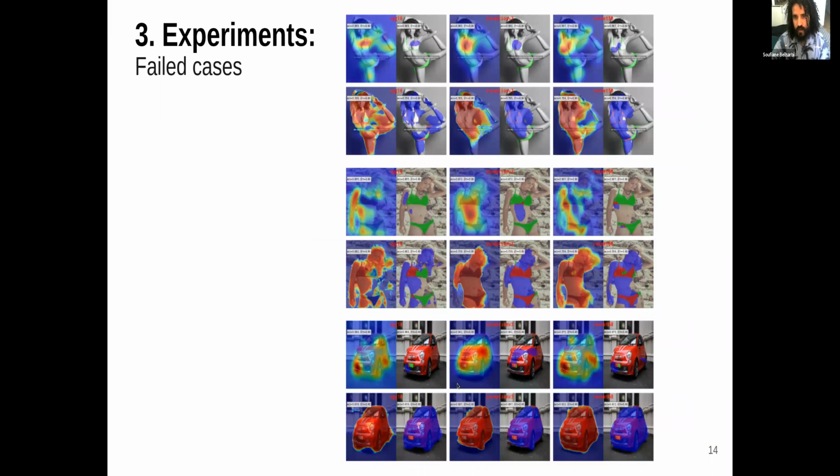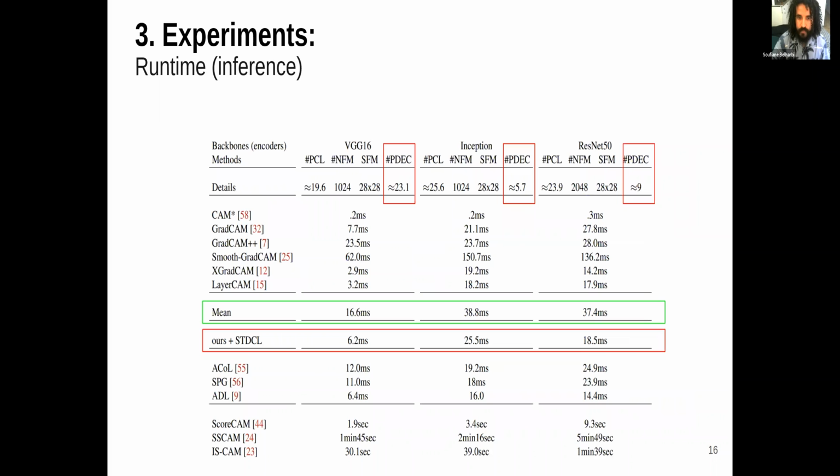There is also one drawback of our method. It fails in some cases where the seeds are wrong, so we are feeding our method wrong seeds, and this is actually an ongoing issue in learning. Because we are adding a decoder, we add more parameters, but when we measure the runtime, our method is actually competitive with other methods.